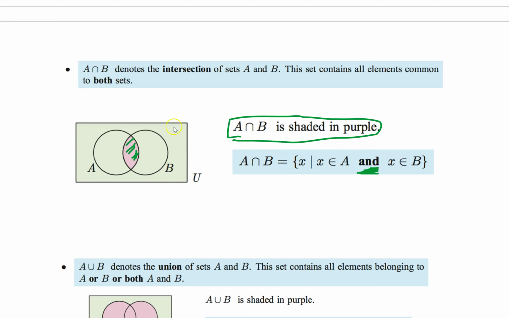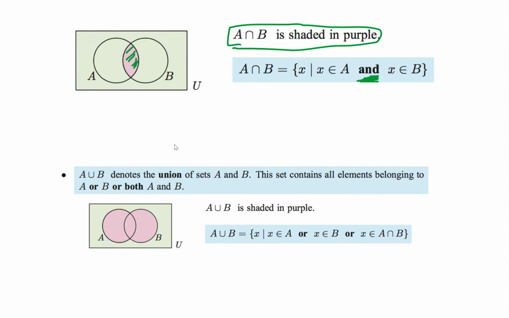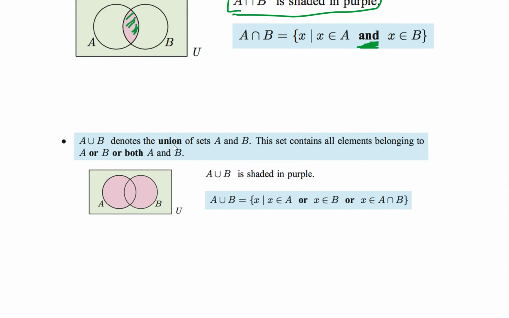Right? It has to be in both A and B. Intersection. Union is a little more complicated, right?